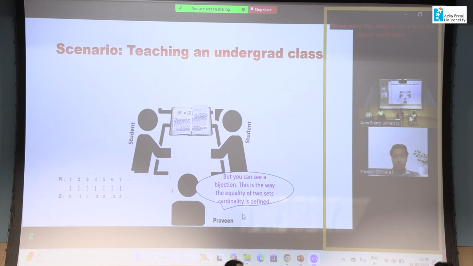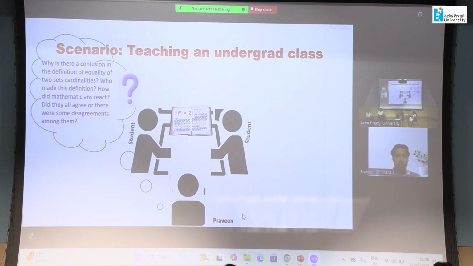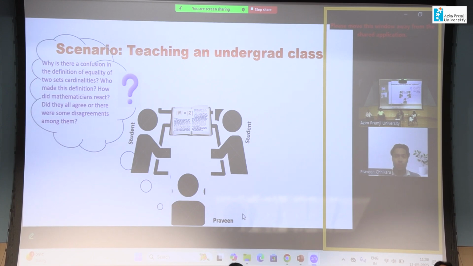To be honest, I wasn't happy with my response as a teacher. I was thinking, why is that confusion? Who made this definition? And how did mathematicians react? Was there any disagreement or agreement? What kind of things were there? So I was thinking about mathematicians in the past and history. And also, what do we need to know as a teacher? What kind of knowledge I need to have to address such questions in classrooms in an effective manner?